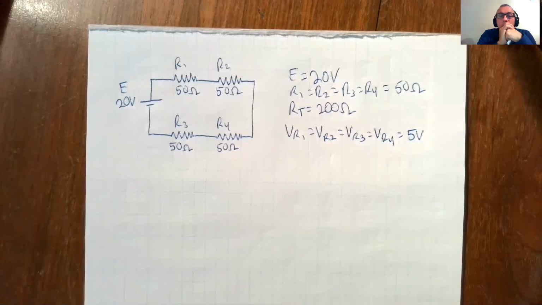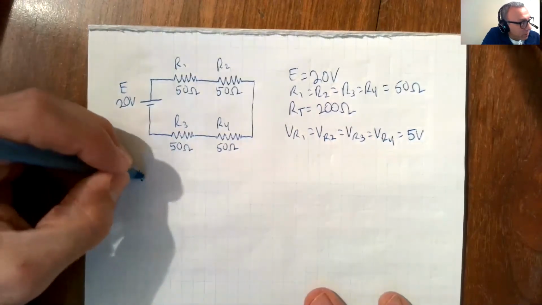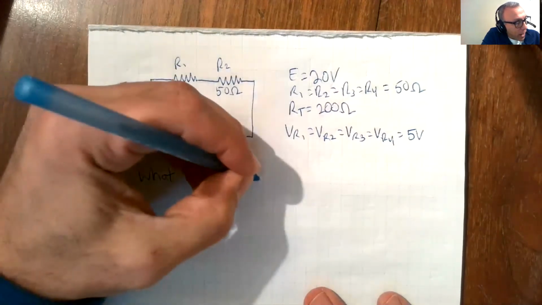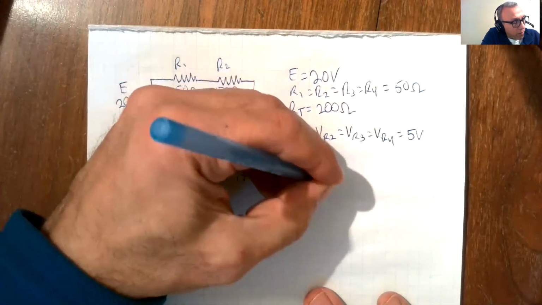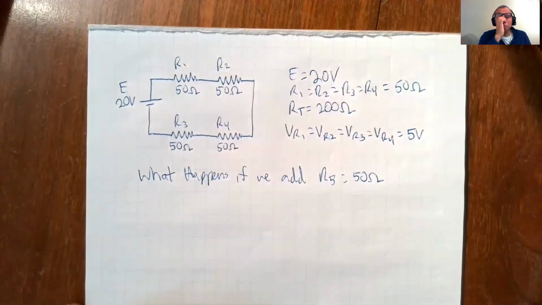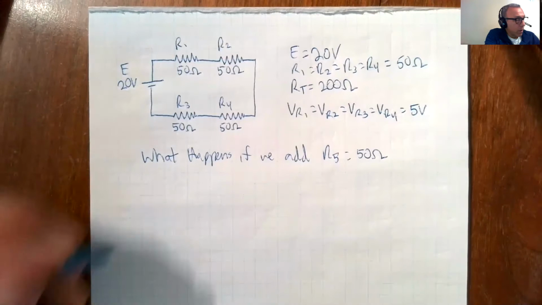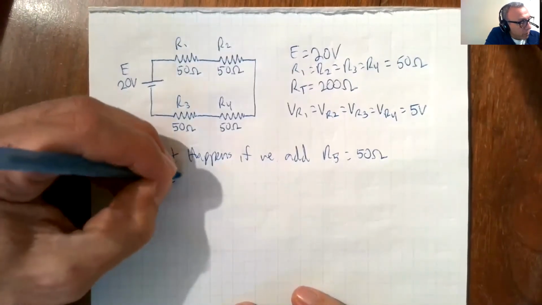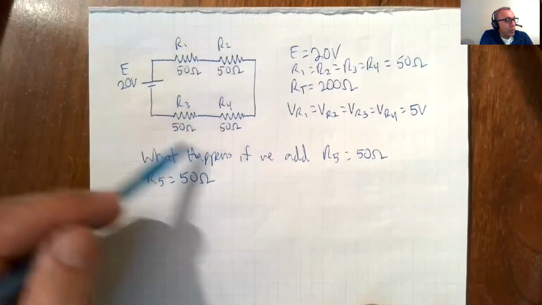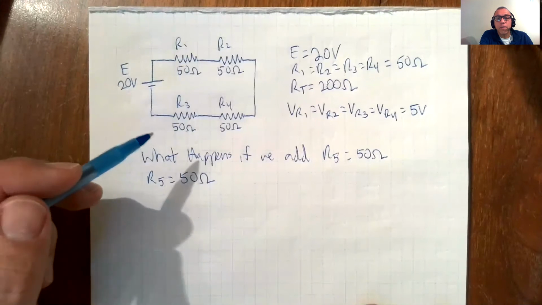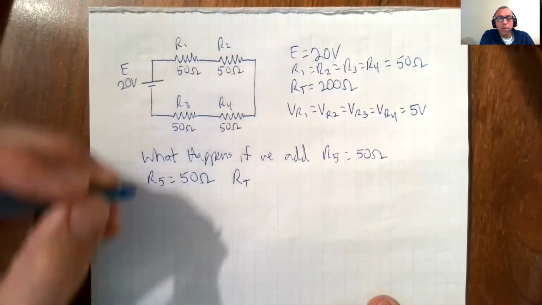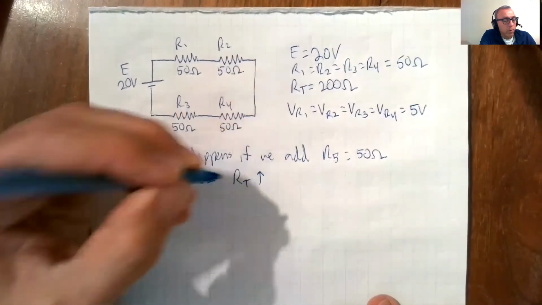Okay. So my question to you is, what happens if we add R5 equal to 50 ohms? So what happens to this circuit now? R5 is equal to 50 ohms. So we know that the resistance in a series circuit is the sum of all the resistances. So now we know that RT went up.